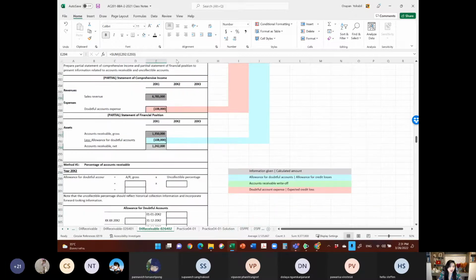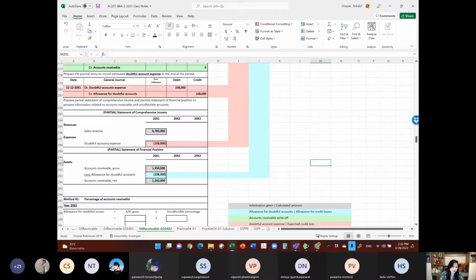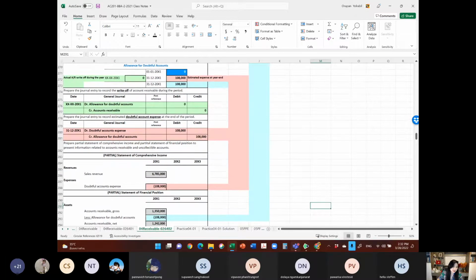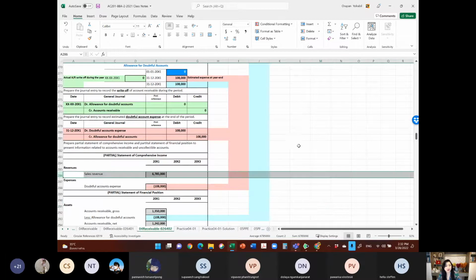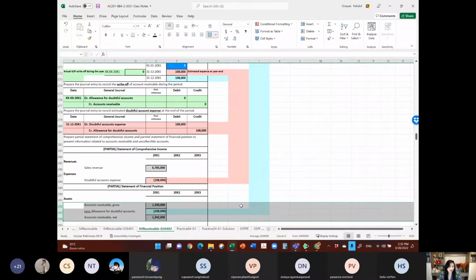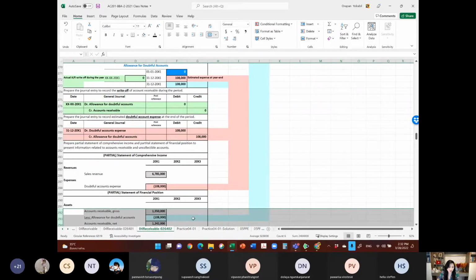If you look at the given information, you will then see that the sales revenue in year 1 is 6,785,000. And also here from the given information, the accounts receivable is 1.35 million. So you subtract 108,000 from it, you would then have here the net realizable value.